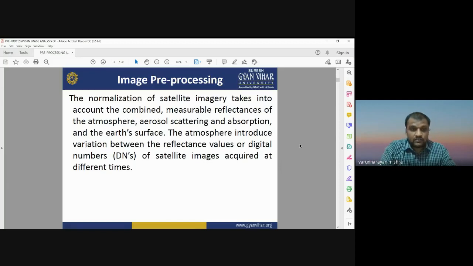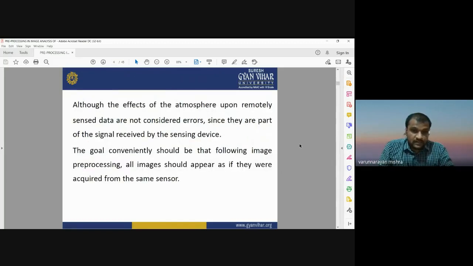Okay, now moving to the next slide. What happens there is that the effect of the atmosphere upon remotely sensed images is not considered an error in some cases, because when the electromagnetic radiation comes from the sun and reaches the earth surface, it has to pass through the atmosphere. We cannot avoid this problem, but the only way is to atmospherically correct the images, because when solar radiation comes from the sun, reaches the earth surface and interacts with the objects, it is reflected back and captured by the sensor.